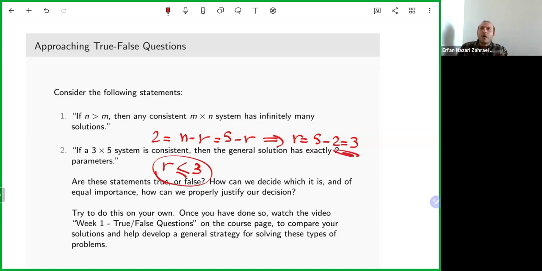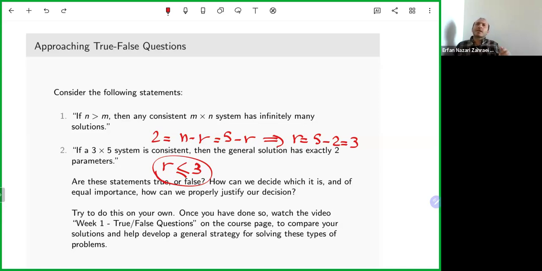If R is 2, 1, 0, whatever. Any system with these conditions, a consistent 3 by 5 system, but the rank is not free, the rank is 2, 1, 0, is a counterexample for this statement. So let me write down the solution.